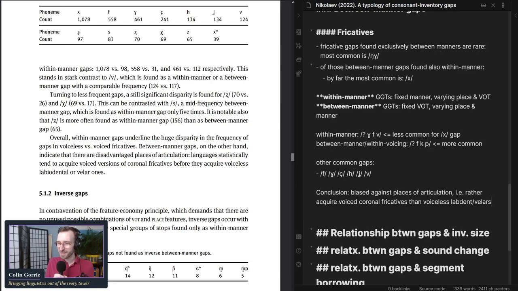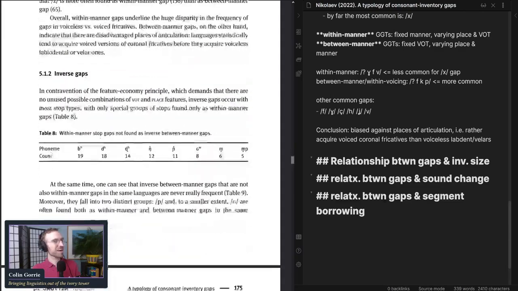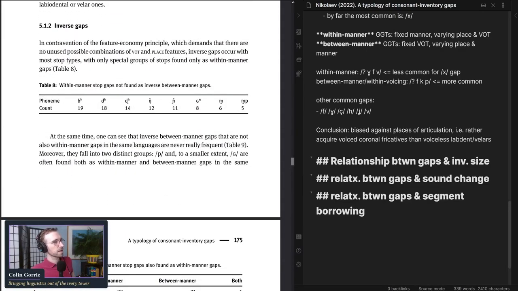Hey, Sparsh, welcome. We're trying to beat the heat. We're trying to understand the nature of consonant inventory gaps. And I don't know if we're being entirely successful at either task, but we're giving it our honest try, and that's really what matters. Right, okay.